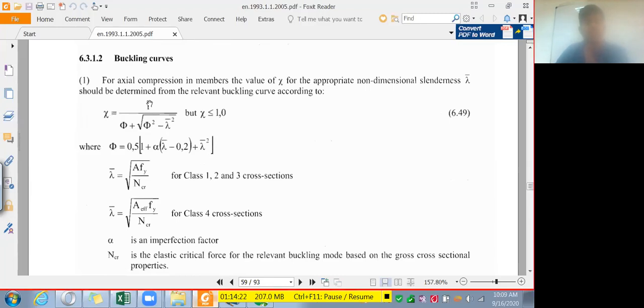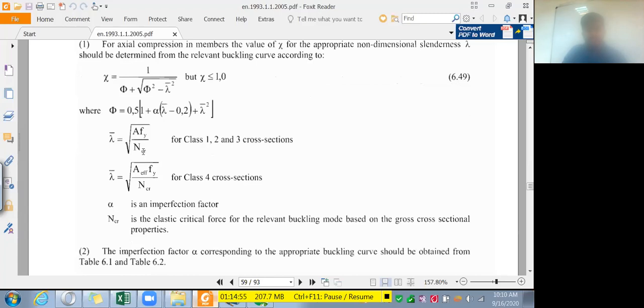Chi you can obtain from this equation. Chi is always less than or equal to 1, because if it is 1, then it is similar to the compression capacity. If it is less than 1, it is the buckling capacity. So chi is obtained from this equation, where psi is defined by this, and then lambda bar is defined by this. There are two different lambda bars: lambda bar is A times fy over NCR, and here lambda bar is A effective times fy over NCR for class 4.